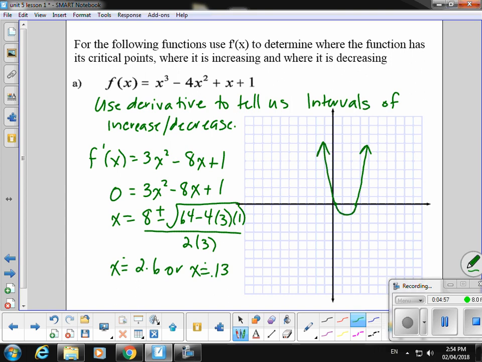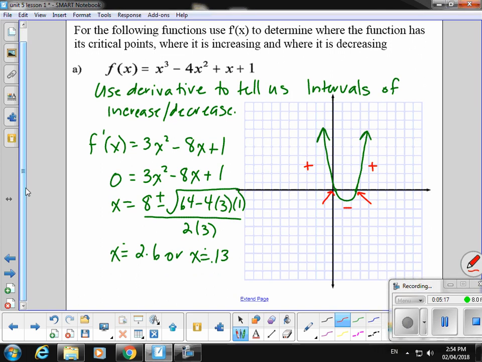And these are the important places where my derivative function goes from positive to negative to positive again. Those are critical points, very important. We could certainly calculate the vertex of this function. I wonder if it tells us anything important.